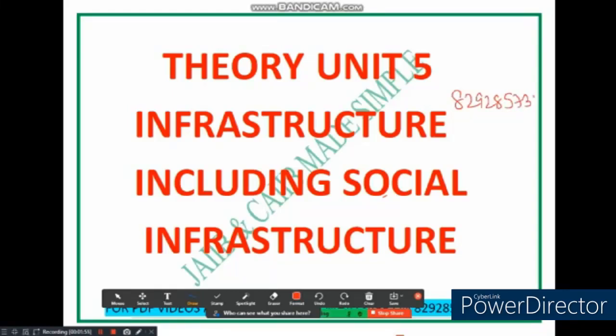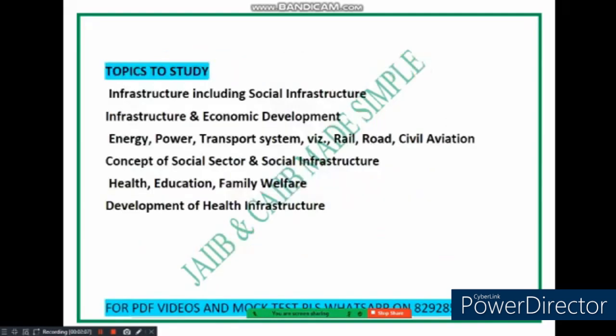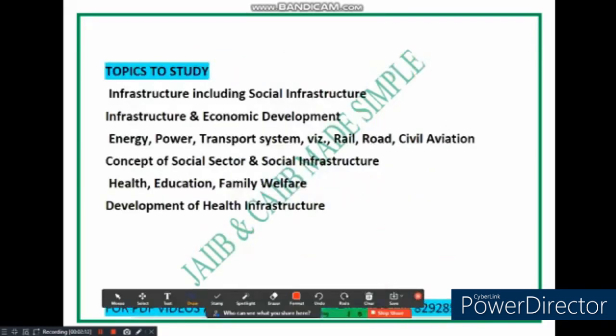Unit number 5 of IE&IFS, infrastructure, including social infrastructure. I will try to explain each and every concept using examples in the simplest terms possible. These are the topics we are going to discuss today. The first is what is infrastructure, what is social infrastructure. Next is infrastructure and economic development, how they are correlated. Energy, power, transport system. There are different transport systems like rail, road, civil aviation. So in today's session we are going to discuss three important topics.